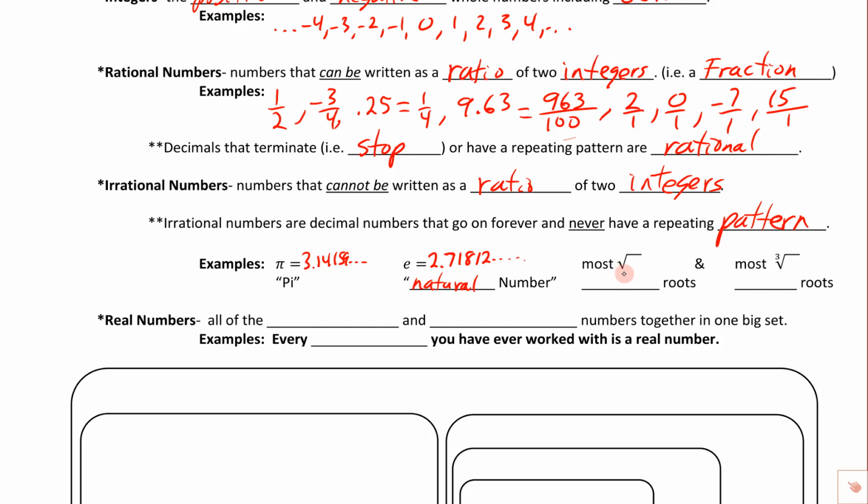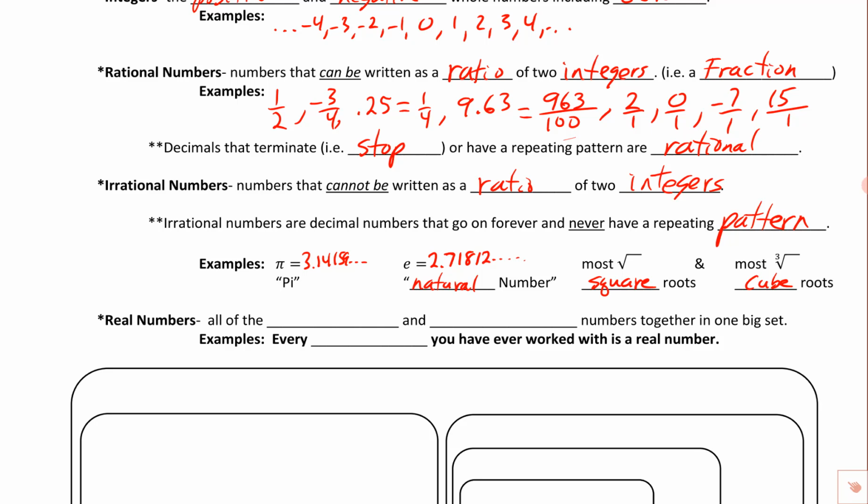So what we're going to run into a lot in this unit is square roots and cube roots. They look like this. So this weird radical symbol right here. So these are square roots and cube roots. Okay, now you may have heard of these before, or you may not have, but that's what we're going to go over in this particular unit. So don't be afraid if you haven't seen these before. Most square roots and most cube roots, they are irrational. You can't write them as a fraction.